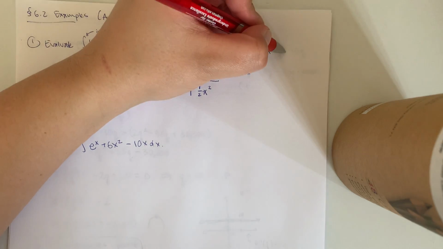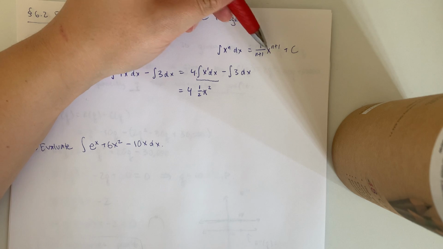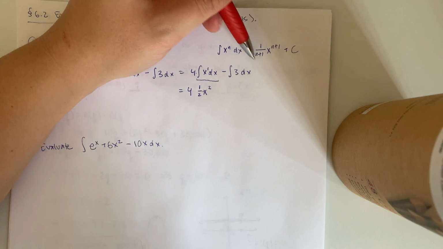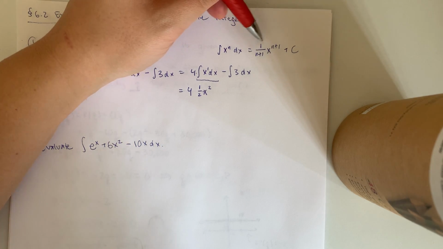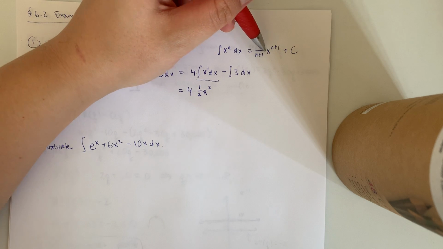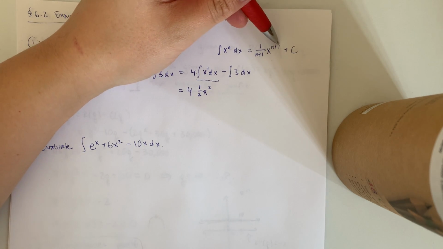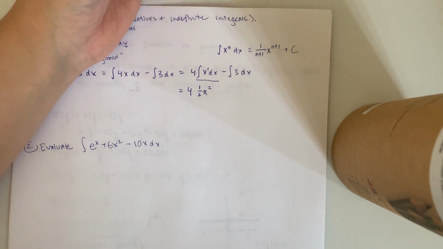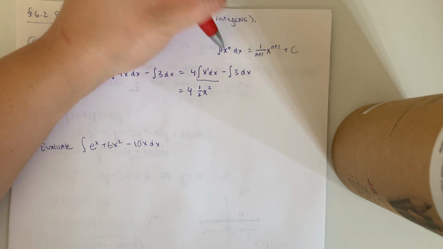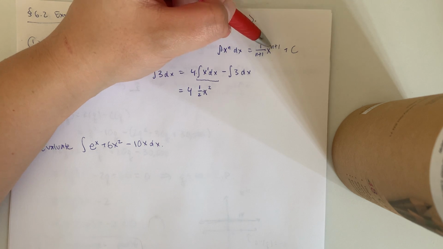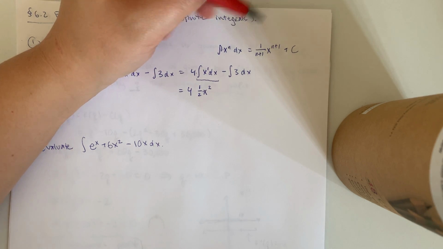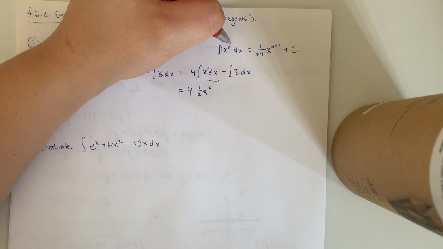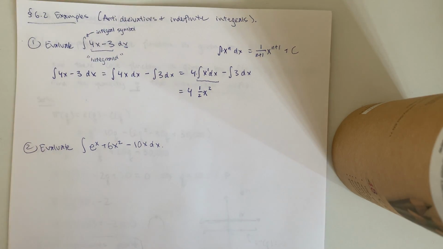plus some constant. This should make sense because when you differentiate 1 over n plus 1 times x to the n plus 1, the process that you follow, the power rule, tells you to bring the n plus 1 down, but n plus 1 divided by n plus 1 is just 1. So that's why you have this coefficient 1 here, and your power decreases by 1, leaving you n. So you can see that we're just going backwards now.